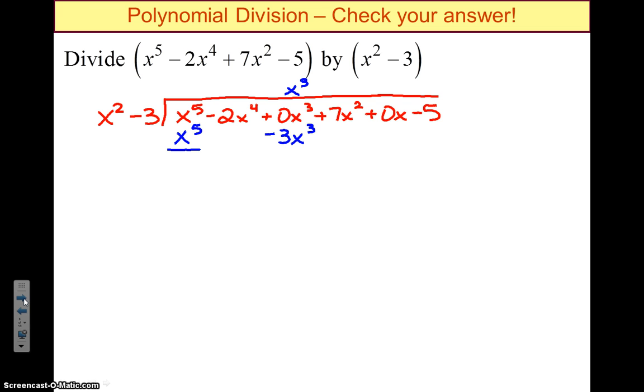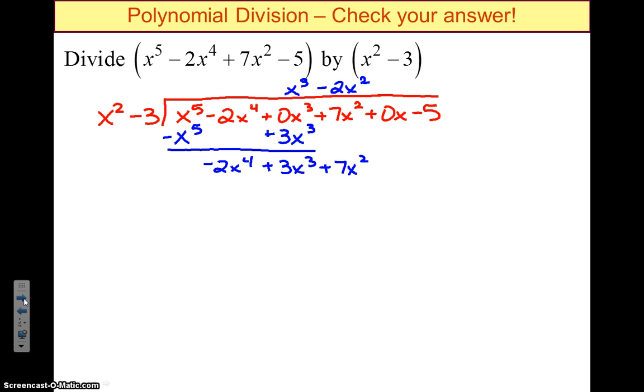I subtract both of these. I'm going to subtract the x to the fifth. Since I'm subtracting a negative 3x cubed, that really turns into an addition there. And so I bring down the negative 2x to the fourth, and I have plus 3x cubed. I'll also bring down this plus 7x squared. So now negative 2x to the fourth divided by x squared would give me negative 2x squared. Notice that it's written right above our other quadratic term.